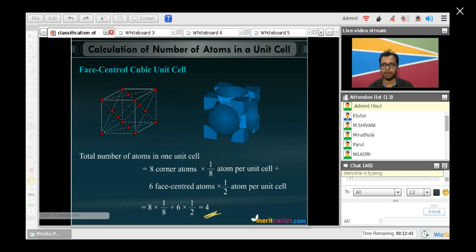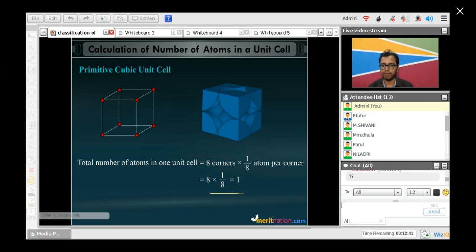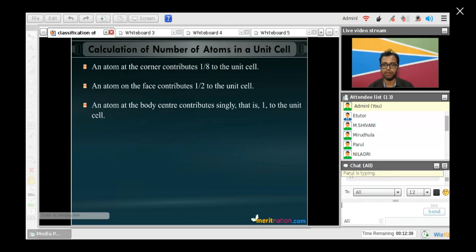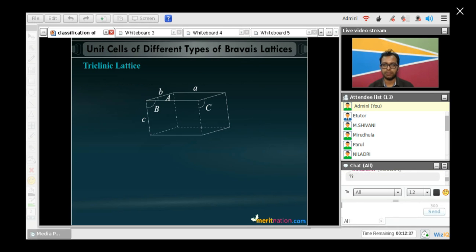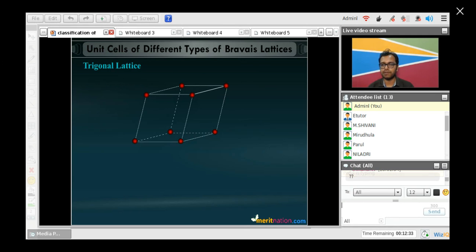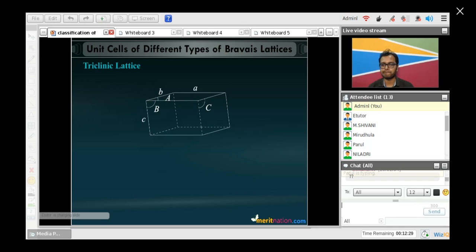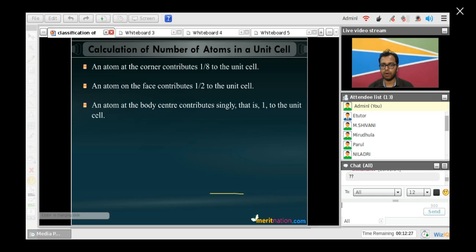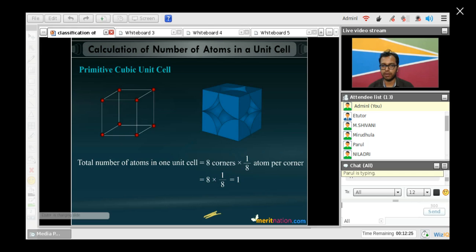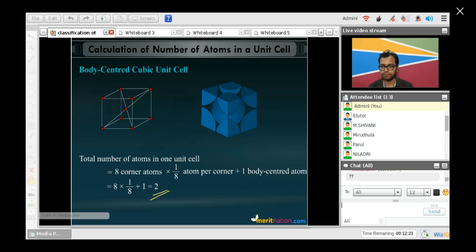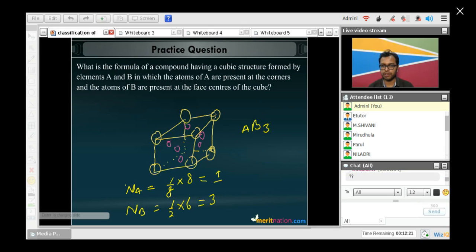Sorry, Bravais lattice or Bravais lattice, whatever you call it, right? There are 14 Bravais lattices, and all are crystal lattice only. Clear? Is it clear to everyone?